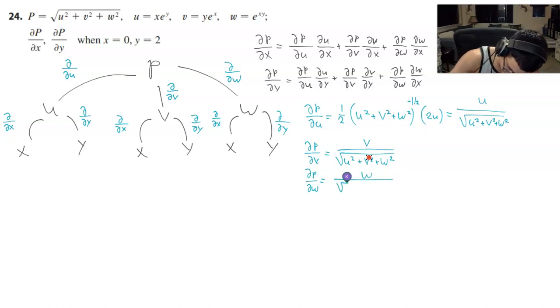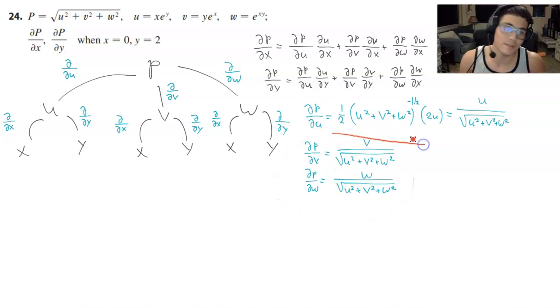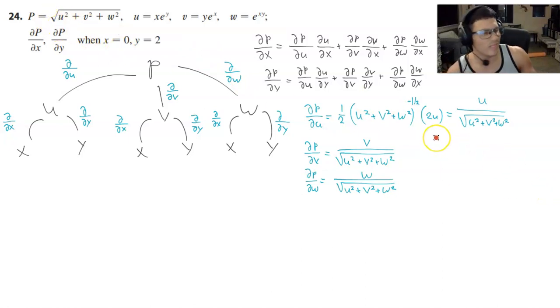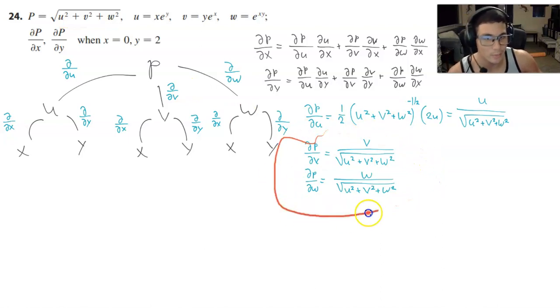Square root of u squared plus v squared plus w squared. The reason I know these without even taking the derivatives is because look at this. It's a u squared, a v squared, a w squared, and they're all square rooted. So it's a symmetrical function with respect to those three variables. Therefore, its derivative with respect to each different variable must look like this one.